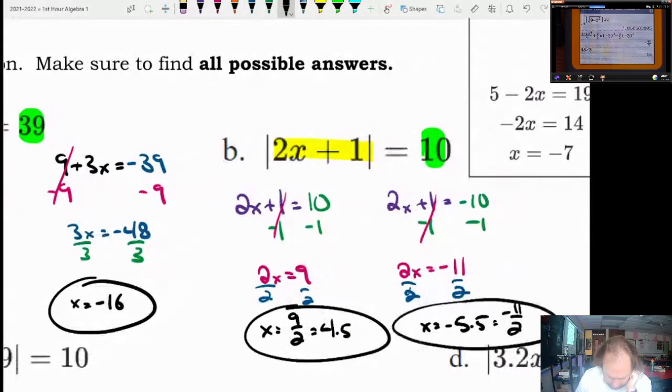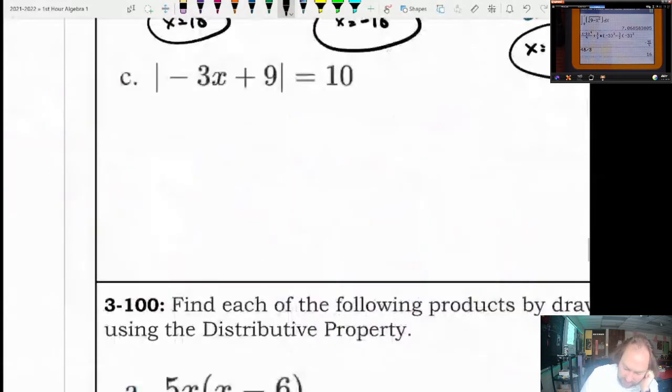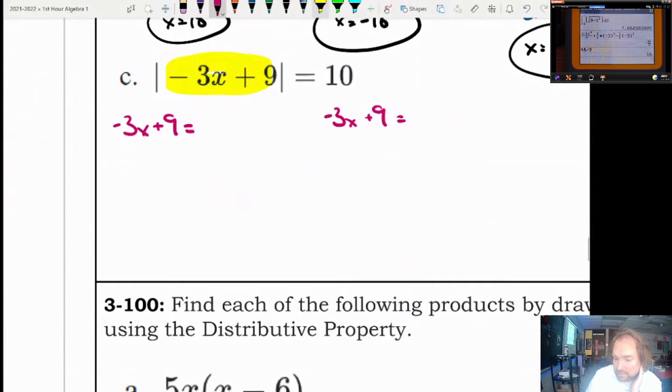There you go. Question C, you're going to see the same things over and over again. A really common mistake on this is to take that negative sign that I see there and get rid of it, which you actually can't do. You have to write negative 3x plus 9 exactly how it is. Absolute value does not get rid of negative signs that are part of the inside problem. 10 and negative 10 go down, just like before.